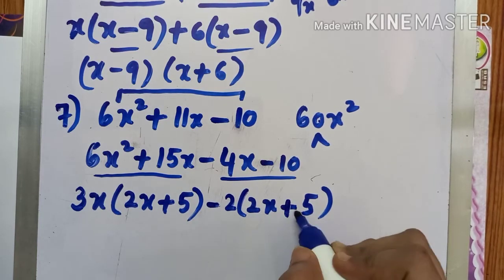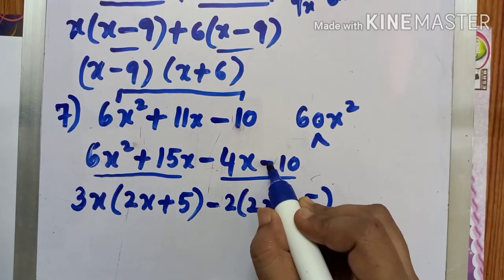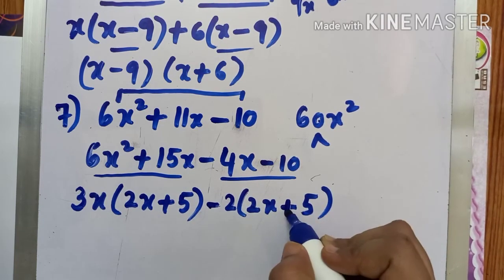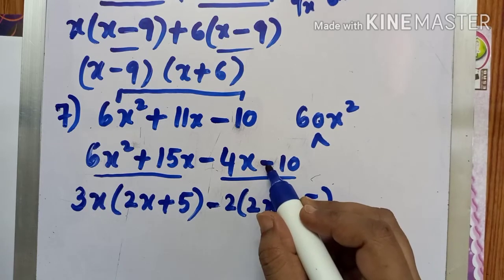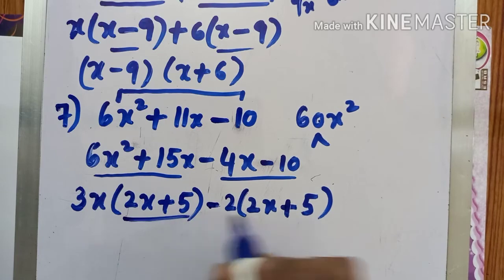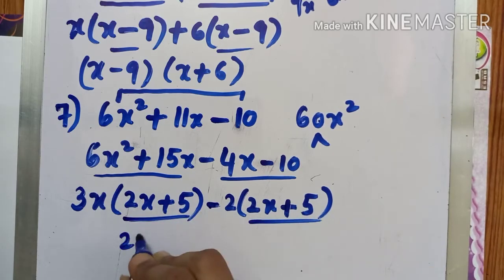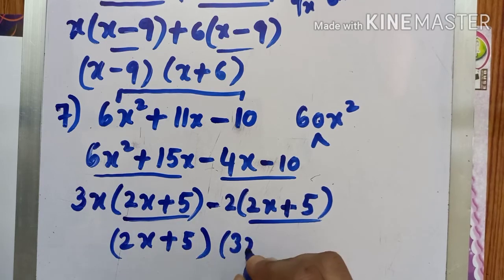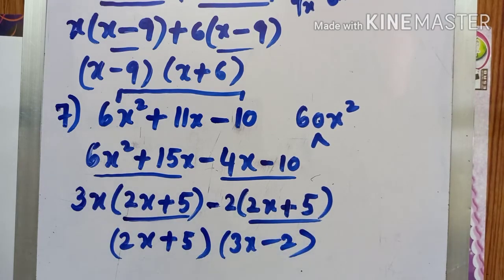Okay, because minus into plus, when you open the bracket you should get minus, no? So for that, when you're writing under brackets, minus into plus you have to write. Okay, then minus into plus will give you minus. Fine. So now 2x plus 5 and 2x plus 5, this is common. Then 3x minus 2 is remaining. Okay.